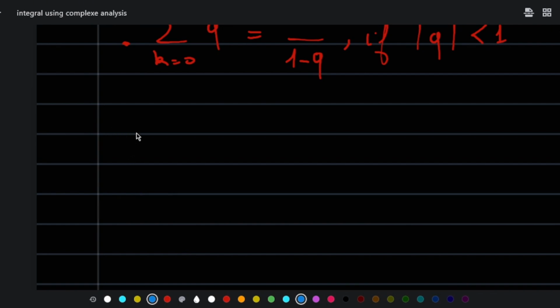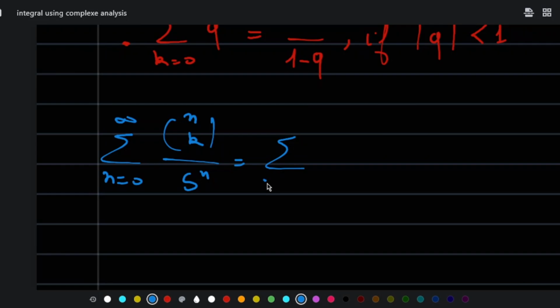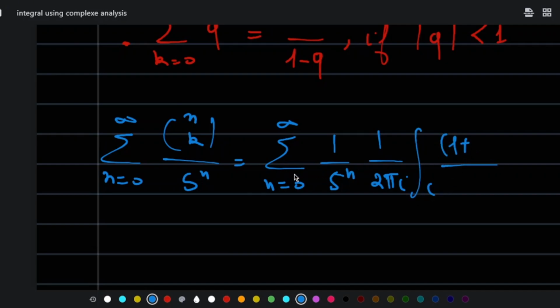So let's begin. The sum from n equal to 0 to infinity of 2n choose n over 5 to the n. So I will replace this by the integral representation, which will give me this (1 plus z) to the 2n over z to the n plus 1 dz. Okay, this is not n choose k, this is 2n choose n.